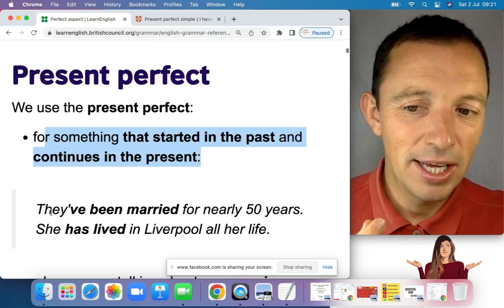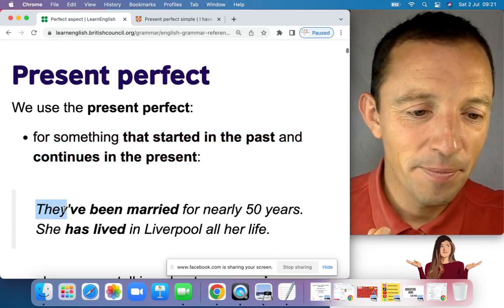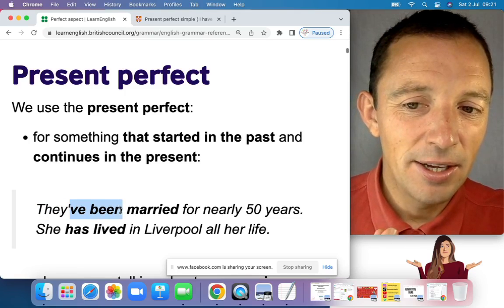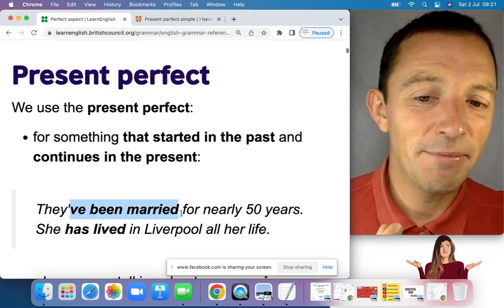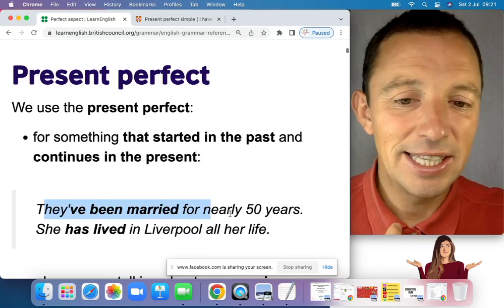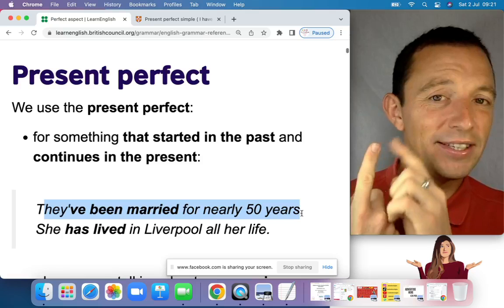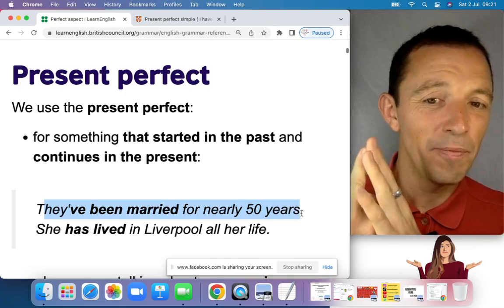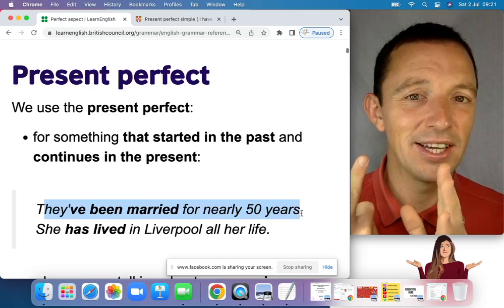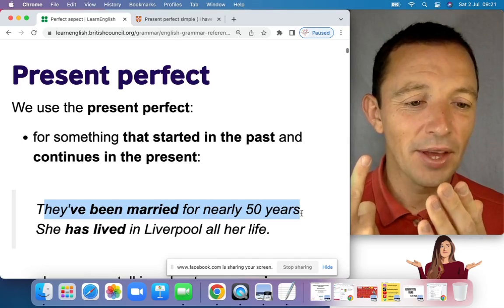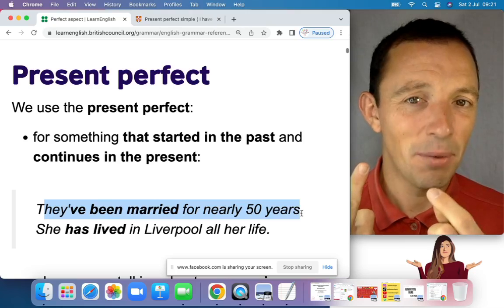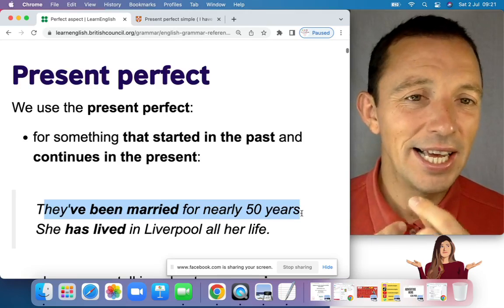For example, subject they, auxiliary have been, plus the verb to marry. They have been married for nearly almost 50 years. And this started in the past. They married in the past 50 years ago, almost 50 years ago, and they continue in the present to be married. And this is exactly when we use the present perfect. Okay, the next example.